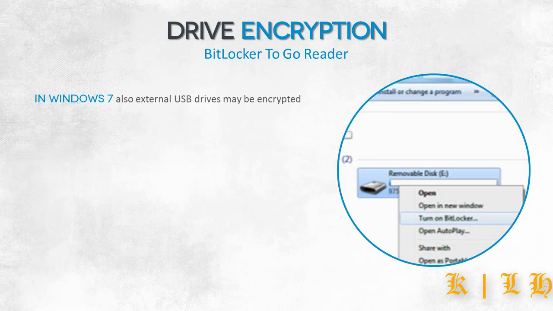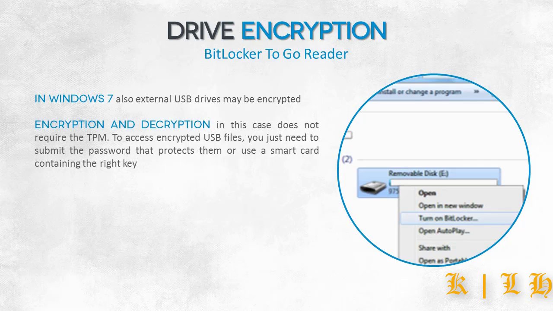Starting from the Windows 7 version, BitLocker allows encryption not only of the basic and the system disks, but also of USB disks. This solution is also called BitLocker To Go. The general mechanism is exactly the same, but does not require the TPM module. In this case, the TPM module is optional.